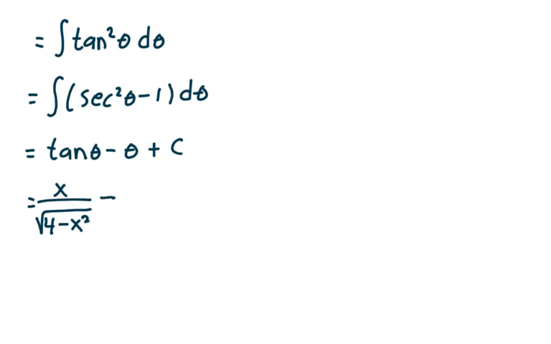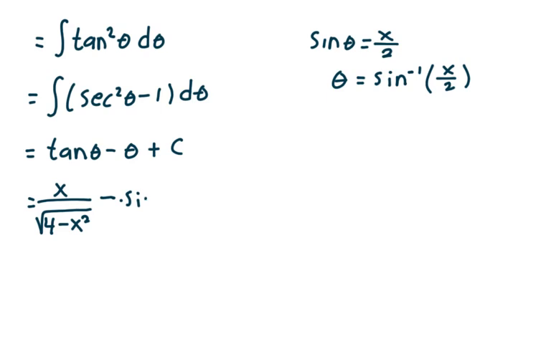Minus, now sine of theta is x over 2. So theta is inverse sine, or arc sine, of x over 2. So this is minus arc sine of x over 2 plus c. And that's how we do 17. Let's take a look at problem 18.